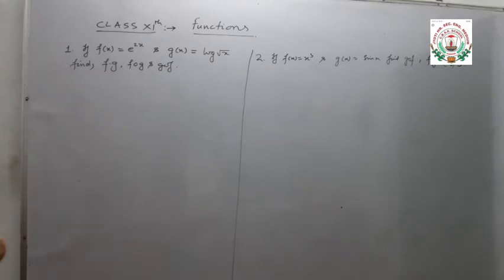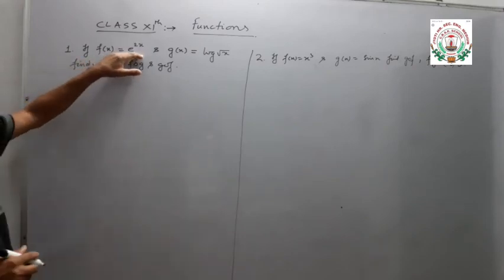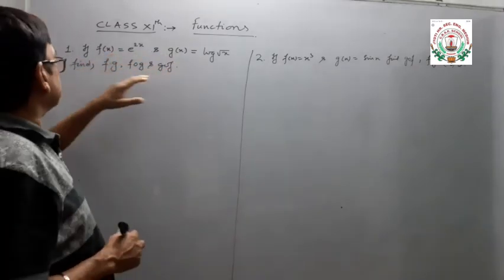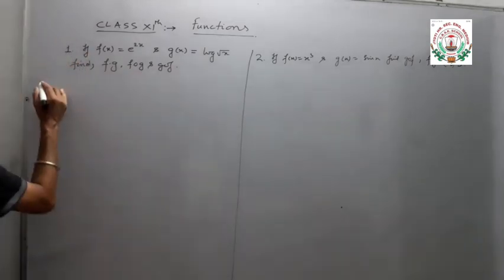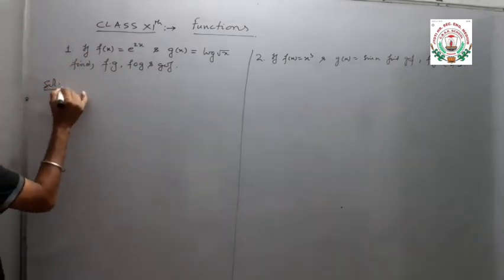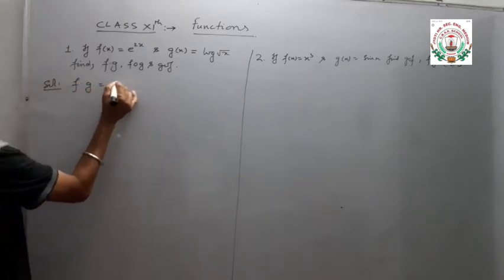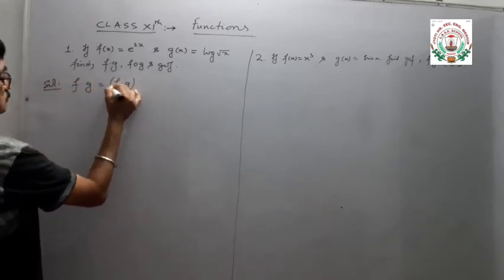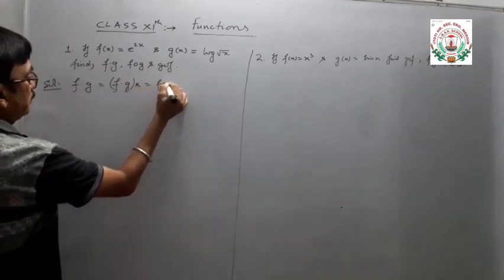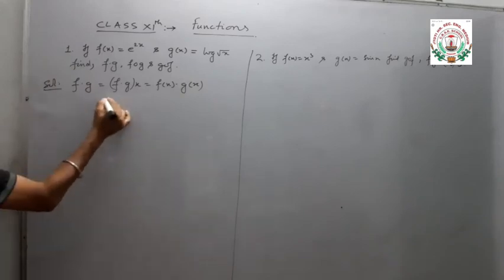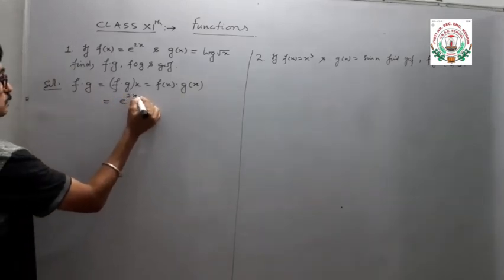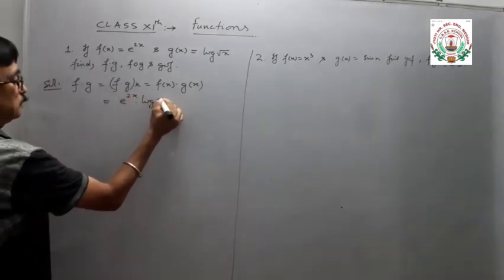Now let's move to the next one. Question: if f of x equals e to the power 2x and g of x equals log root x, find f dot g, f operation g, g operation f. So solution: f dot g of x, f of x into g of x हो जाएगा, और f of x हमारे पास क्या है, e to the power 2x into log root x.